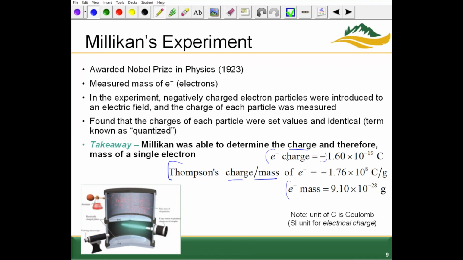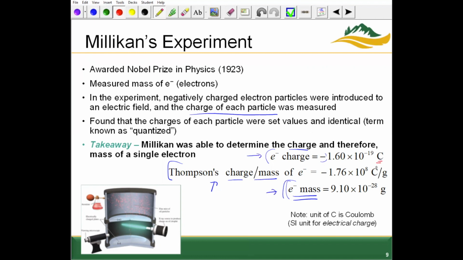Then, given the charge of an electron and given what Thomson did, he was able to then get, very importantly, the mass of an individual electron. So again, he found the charge of each individual particle, then he put that together with what Thomson had done to get this big discovery of the actual charge and the mass of an electron.